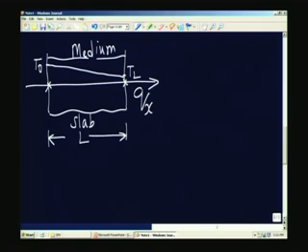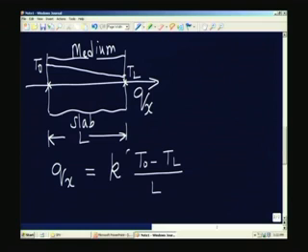So, we will write the equation as Q in the x direction is given by K, the thermal conductivity of the solid or the medium, multiplied by T naught minus T L divided by L, and you can immediately see that the temperature gradient has become T naught minus T L divided by L, and K is the factor, thermal conductivity, which is to be determined. Qx is the heat flux by conduction.